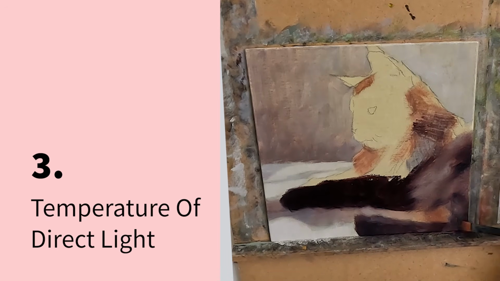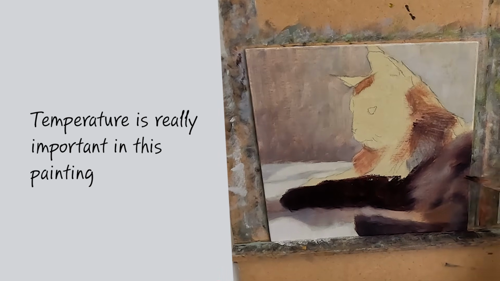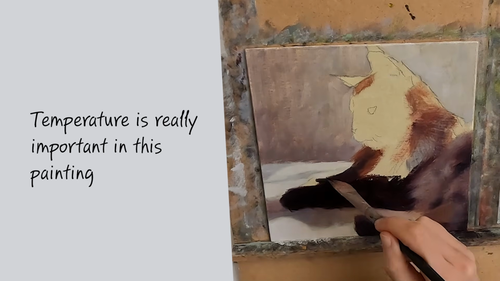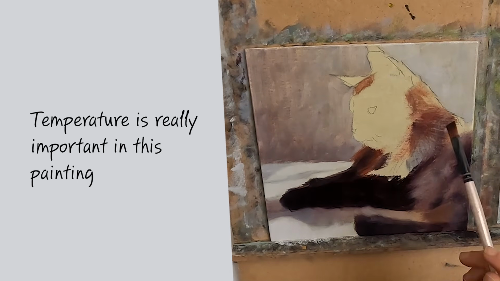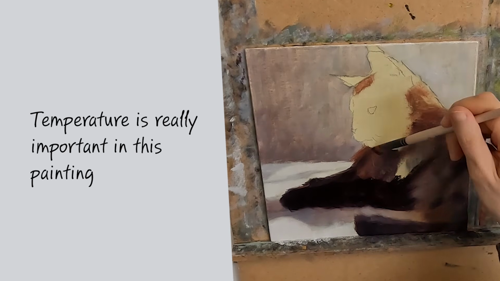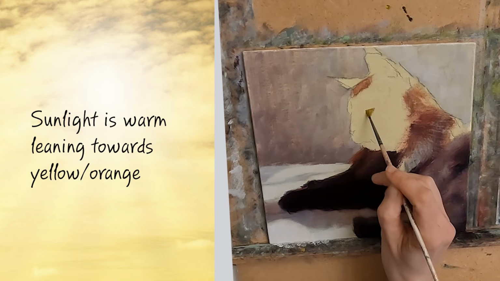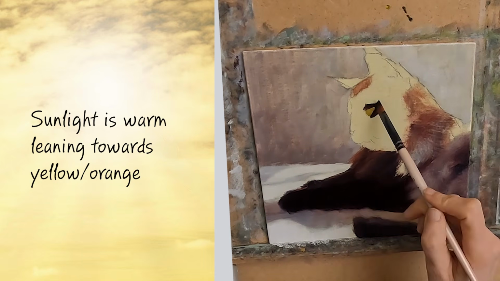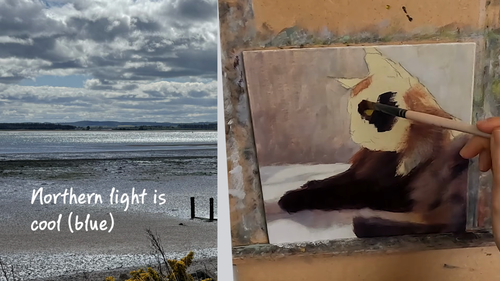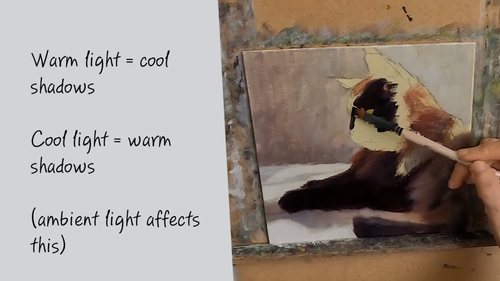Number three, the temperature of direct light. We have established that direct light transforms a black cat into something far more complex and colourful than you would expect. Now let's talk about temperature, because this is what really drives every mixing decision in this painting. Direct light always has a temperature. It is never neutral. Sunlight is warm, leaning towards yellow and orange. Cooler northern light leans towards blue. Whatever temperature the light is, the shadows will be the opposite.